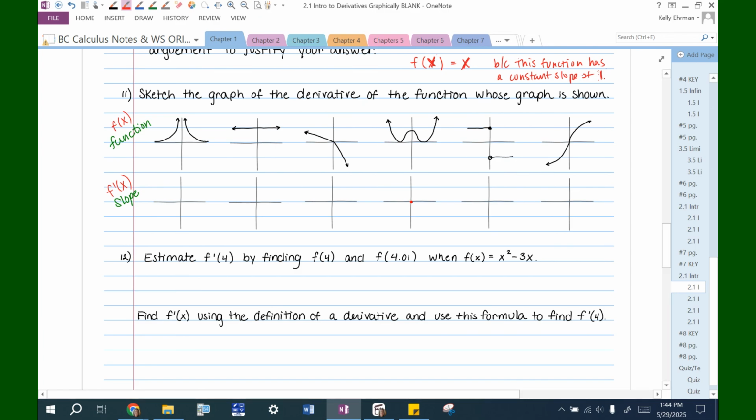Let's skip this first one, go to this one. This has a slope of 0 no matter what. So I have a horizontal line going through 0.